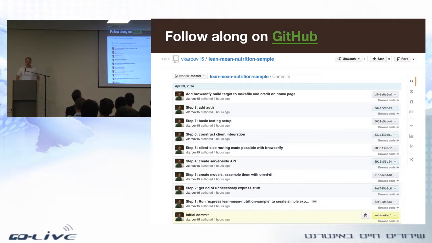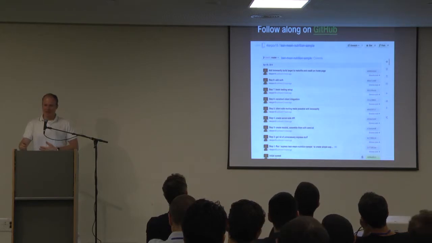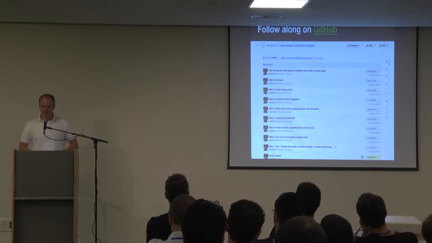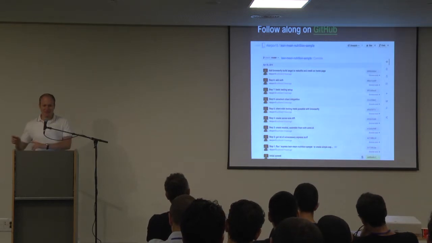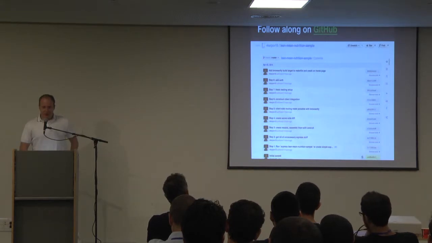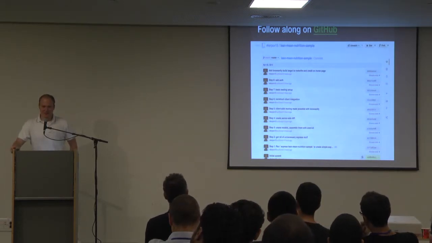And you can follow along with this on GitHub. GitHub.com/vkarpov15/lean mean nutrition sample, or the slides for this presentation are up on my SlideShare and my Twitter, so you can easily just click on that link and follow along. Each GitHub commit is pretty exactly step by step, minus a couple of later bug fixes that I had to tweak. But yeah, it'll be fairly easy, hopefully, for you to follow along. But also, feel free to interrupt me at any time with questions, concerns, or if I'm going too fast or too slow.